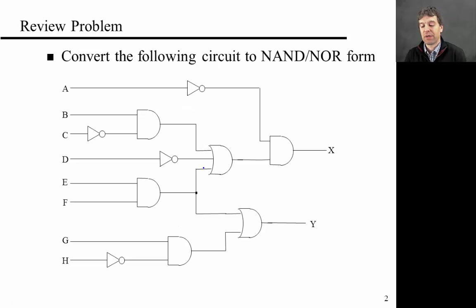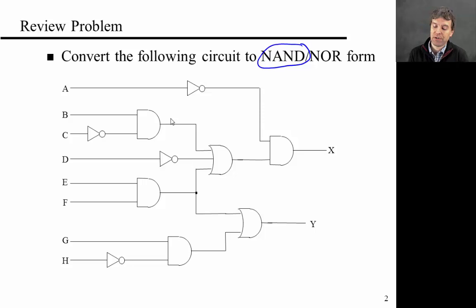Good. Second quick review problem. We've also talked about AND, NAND, and NOR logic some time ago, and how we can convert between the different representations. So here, as a brief exercise, let's convert this circuit diagram, which is given in terms of ANDs, ORs and NOTs, to NAND logic form. Again, do it yourself, then check that you're right.